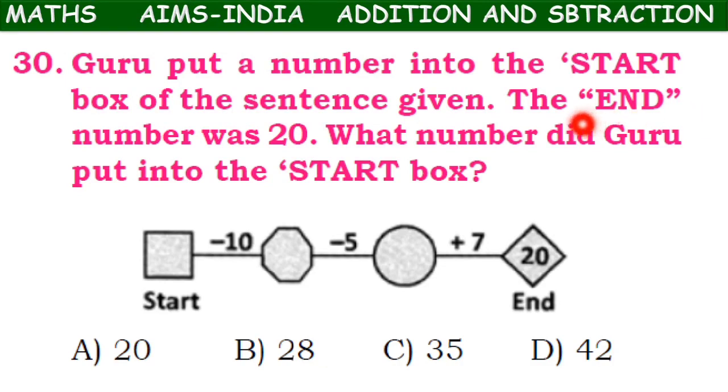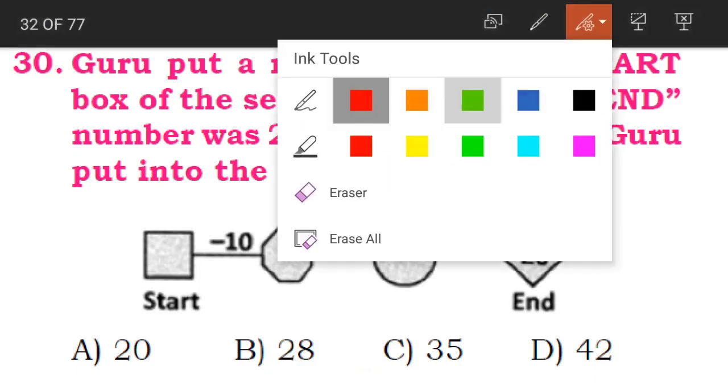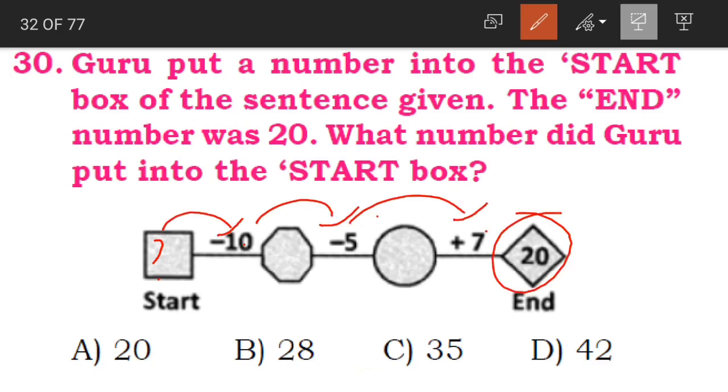Question number 30. Guru put a number into the start box of the sentence given. The end number was 20. What number did Guru put in the start box? See, in this box here he put some number. To that number first he subtracted 10, then he subtracted 5 and then added 7. In the end he got 20. Okay children, now again there are two ways to solve this question.